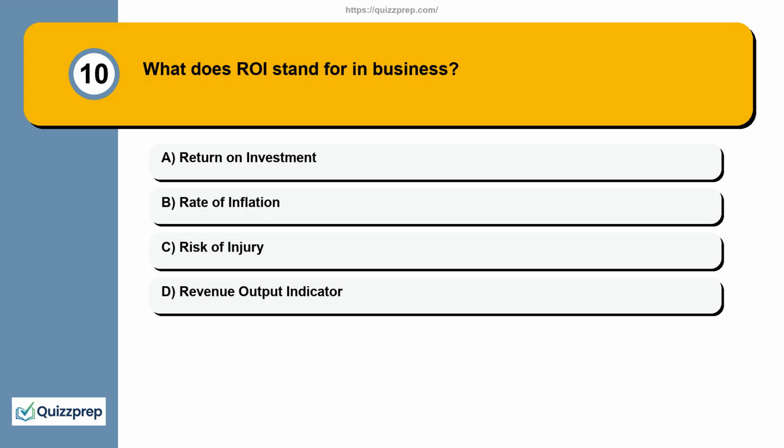Question 10. What does ROI stand for in business? Here are your options. Option A. Return on investment. Option B. Rate of inflation. Option C. Risk of injury. Option D. Revenue output indicator.